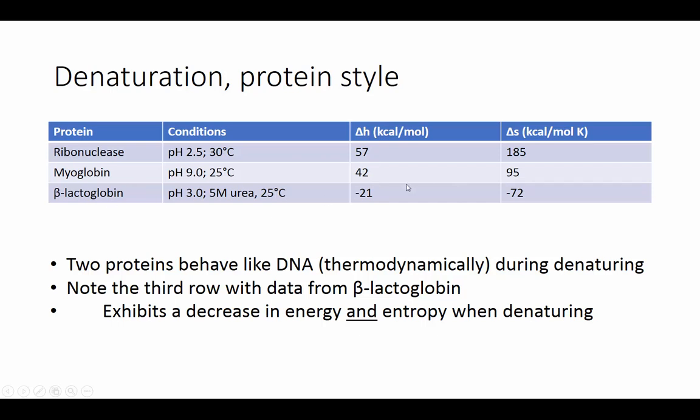This one, beta-lactoglobulin here, is a bit different. It exhibits a decrease in energy and entropy when denaturing. But this is just to illustrate. This is not necessarily to prove a thermodynamic point about all proteins. This is just to illustrate that proteins can be very, very different from each other in terms of denaturation and renaturation. It depends on their makeup, and they have more choices of monomers than do DNA. So you'll get quite a range.